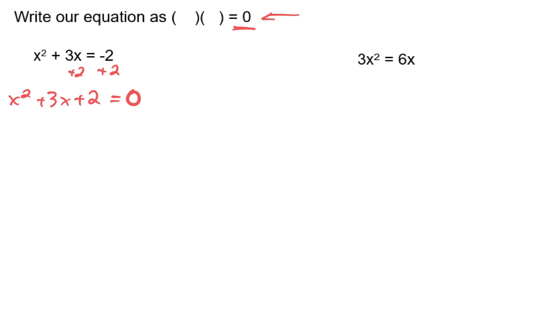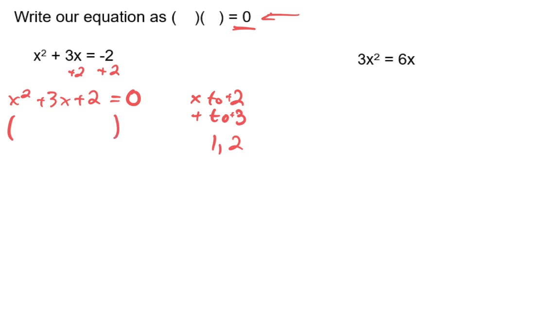There's no common factor there. This is something that I recognize as a simple trinomial. So now I can factor this and get it into my factored form. So I want two numbers here that multiply to 2 and add to 3. Both of these are positive. Those numbers are going to be 1 and 2, both of them positive again.